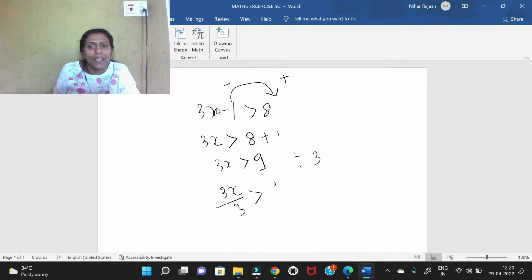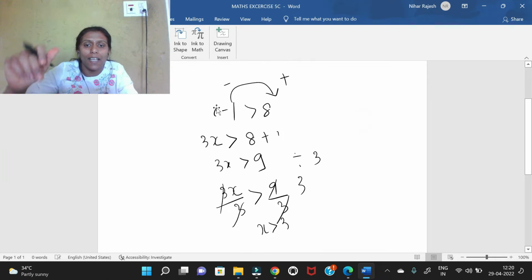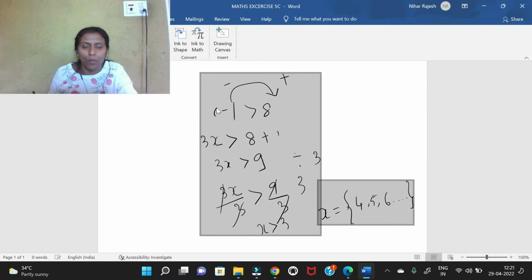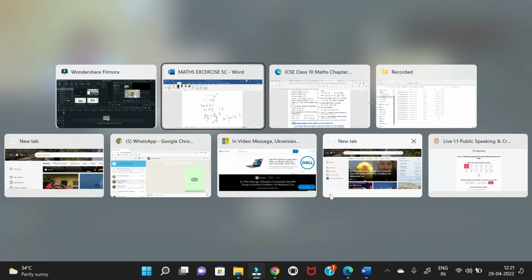Or we can as well say 3 ones are 3, 3 threes are 9. So it means x is greater than 3, and being a set of whole numbers, x should be 4, 5, 6 and so on. There is no end to it, right? Okay, let us move on to the next one.